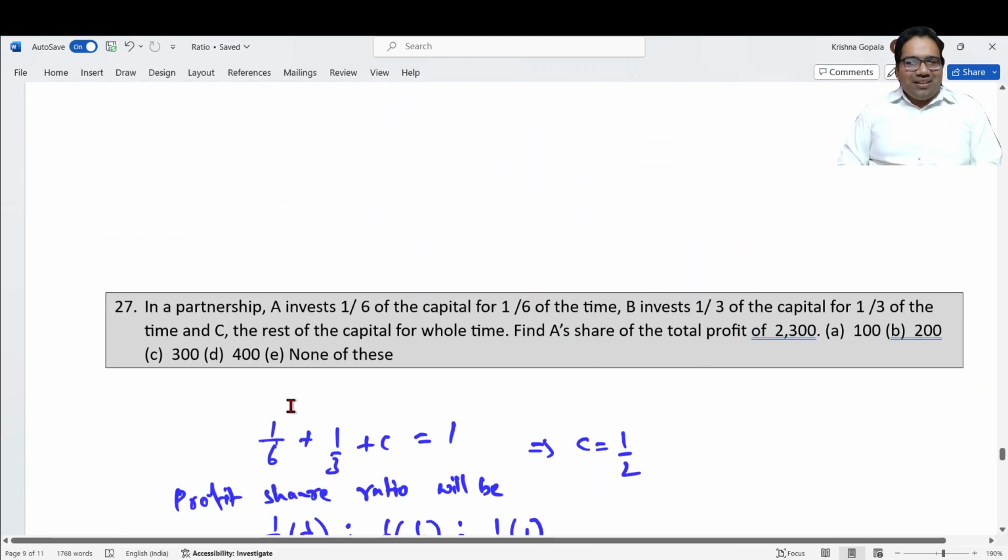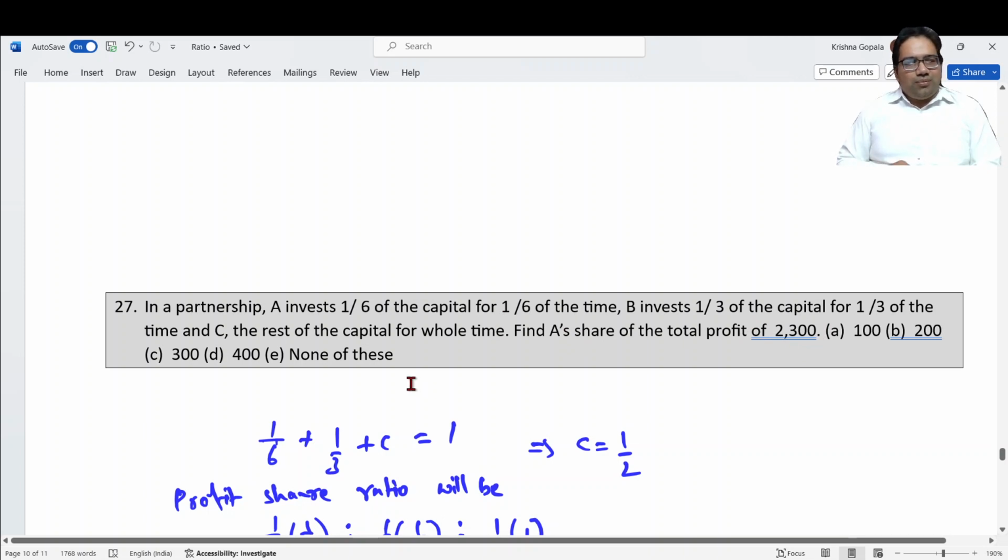Next one. In a partnership, A invests 1 by 6 of the capital for 1 by 6 of the time, B 1/3 of the capital for 1/3 of the time, and C the rest of the capital for the whole time. Very good. Wonderful problem. The total profit is 2300. What is A's share?